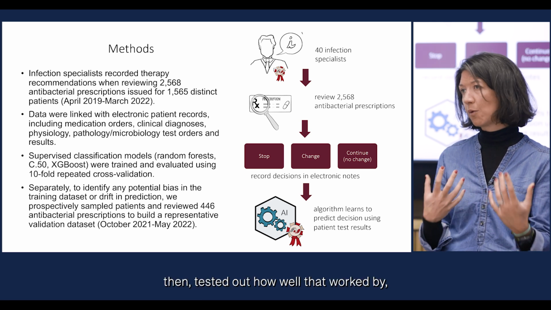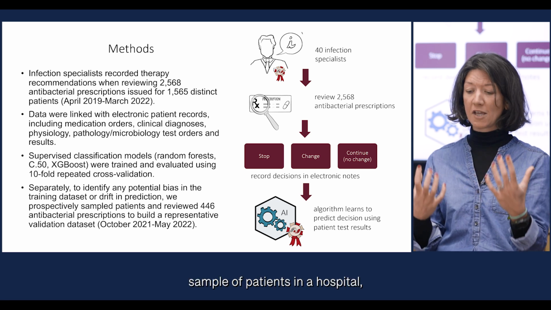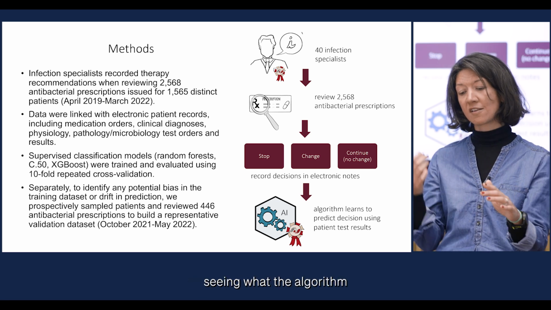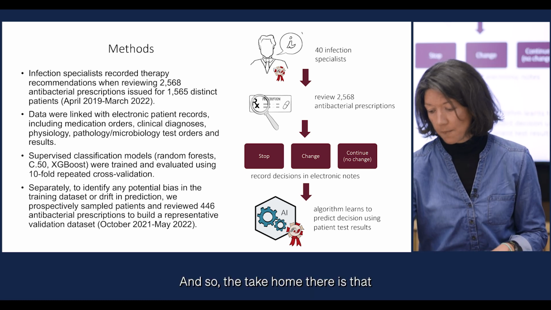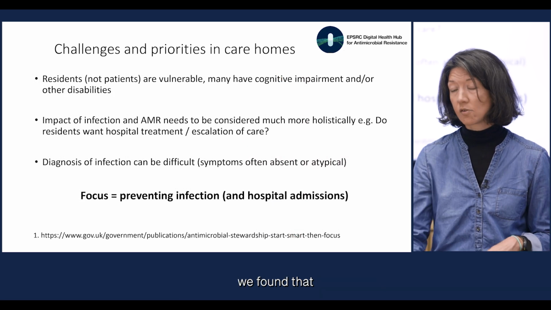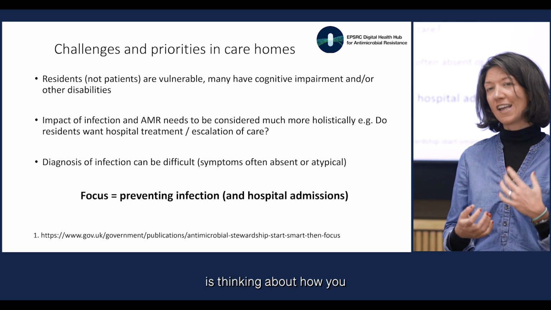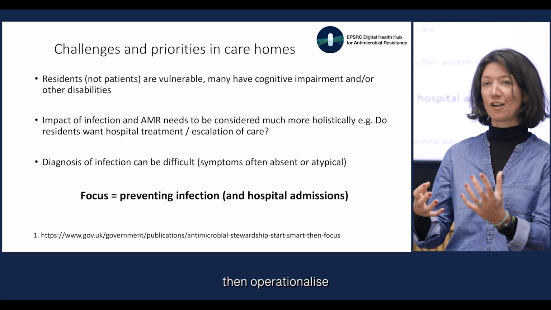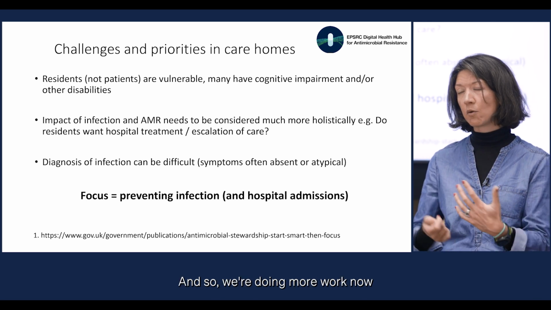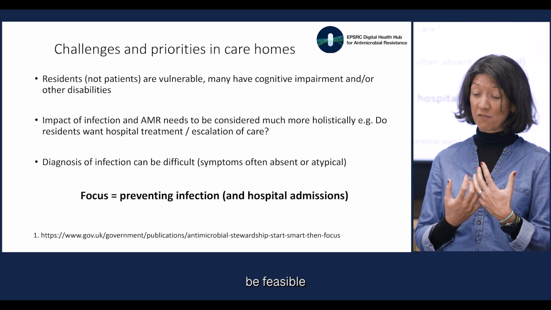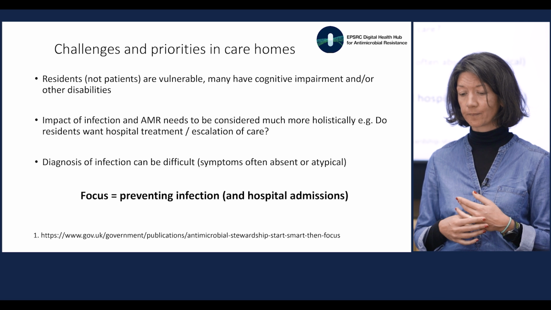And we then tested out how well that worked by essentially using the algorithm on a random sample of patients in a hospital, seeing what the algorithm said, and then sending the clinician to review the patient, and did they agree? The take home there is that we found that the algorithm worked better than chance, but the real challenge here is thinking about how you then operationalize that and start putting algorithms into clinical practice. And so we're doing more work now to see whether this model might actually be feasible to invest more effort in trying to use it in UCLH.